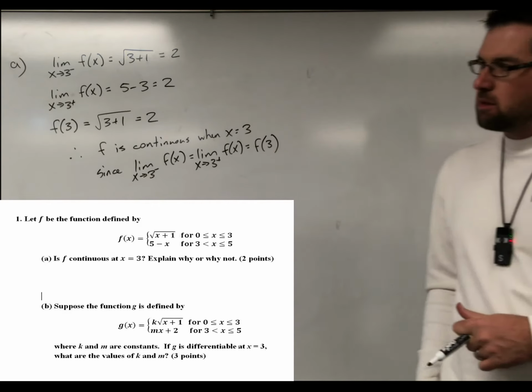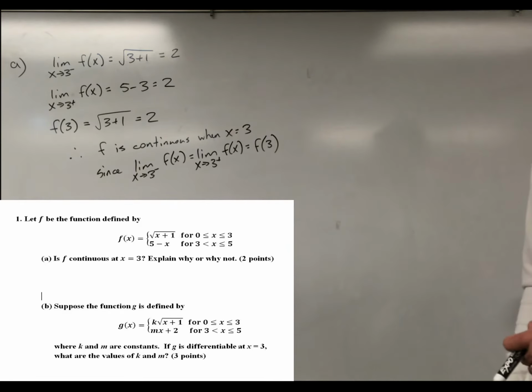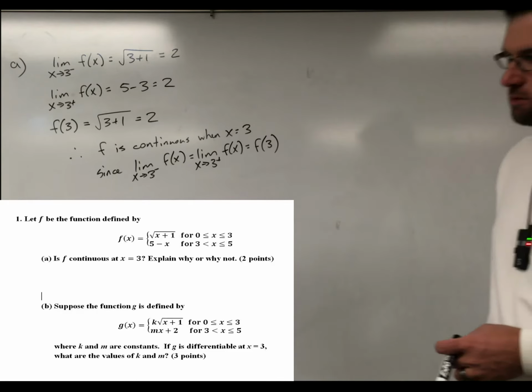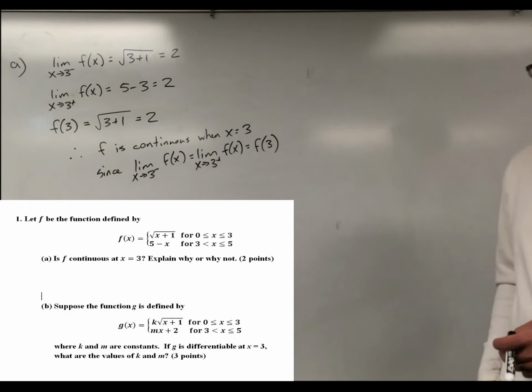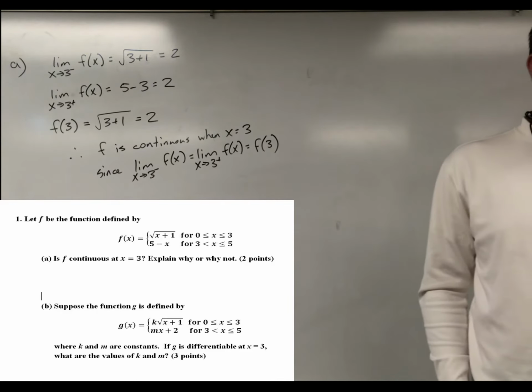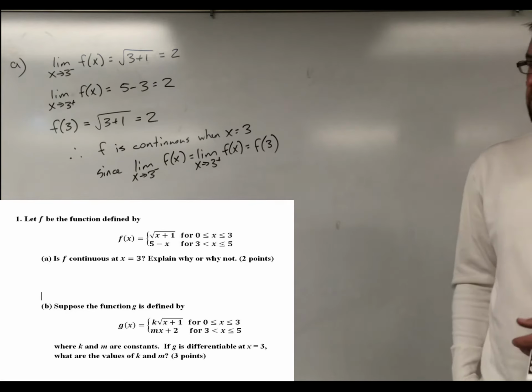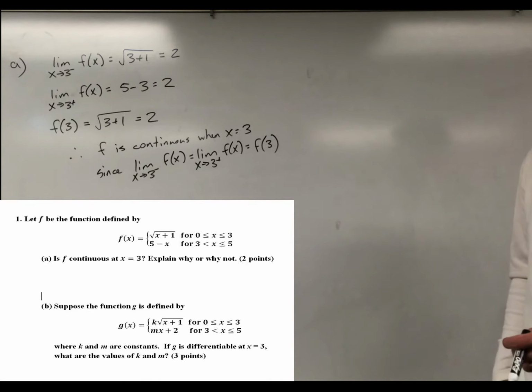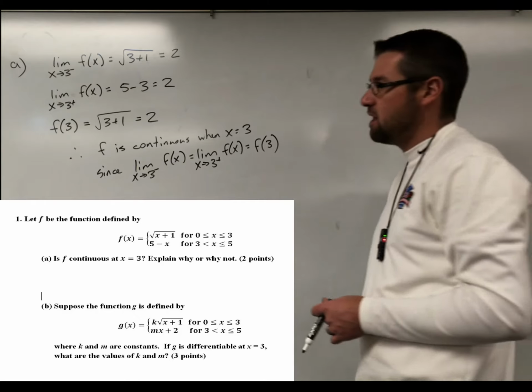Part B, it says, suppose the function g is another piecewise function. Aha! I see k and m. It says where k and m are constants. G is differentiable, which means what? We can take derivatives, right? G is differentiable at x equals 3. What are the values of k and m?